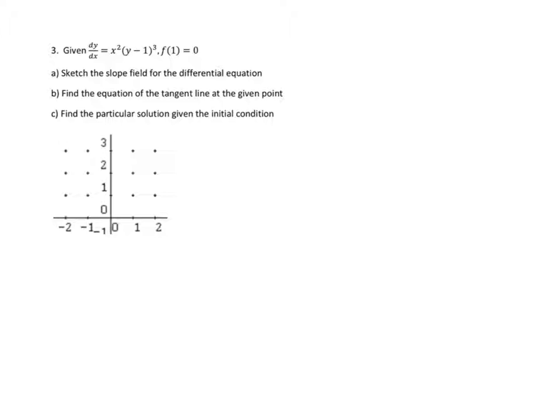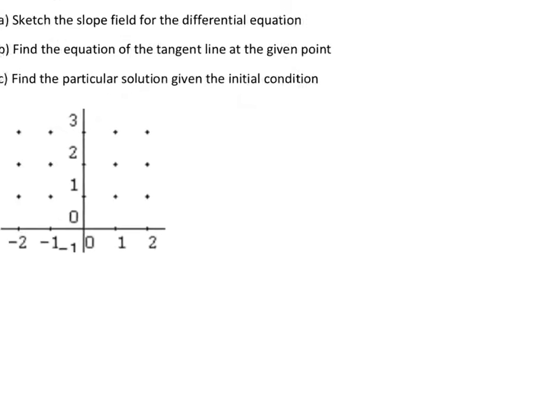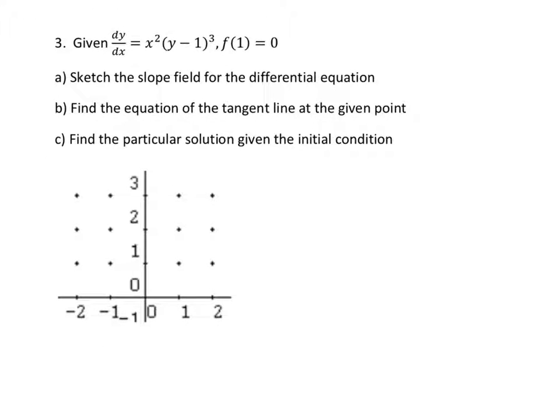Next question says, given dy/dx equals x squared times (y minus 1) cubed and f of 1 equals 0. The first question says sketch a slope field for the differential equation. So just take each point and plug it into the dy/dx that's up at the top. The first value I plugged in was negative 2, 0. So I put negative 2 in for my x and 0 in for my y.